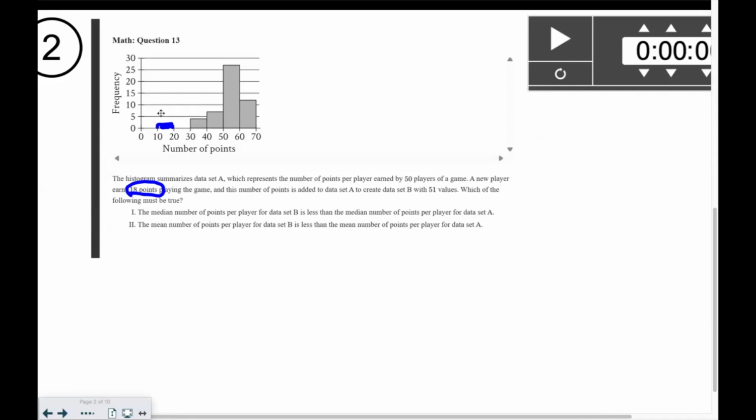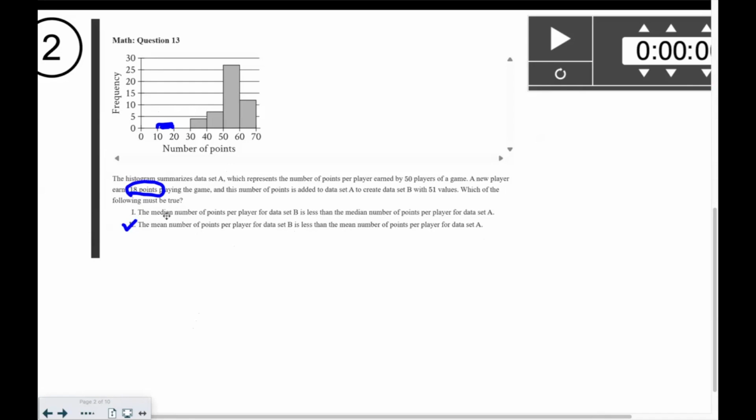The only way the mean ever stays the same is if you add the number that is the mean. Like if your average in a class is a 91 and you get a 91 on a test, then your average is going to stay the same. So that tells me that for number two, the mean for data set B is less than data set A. That tells me that that is true. I started with that one because the mean is the easiest one. Now for the median.